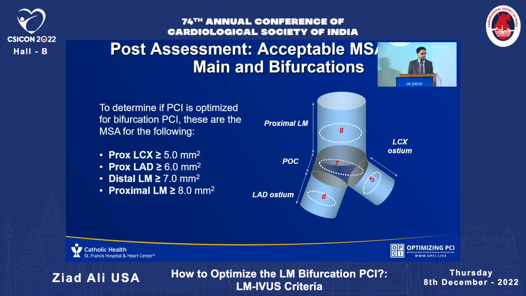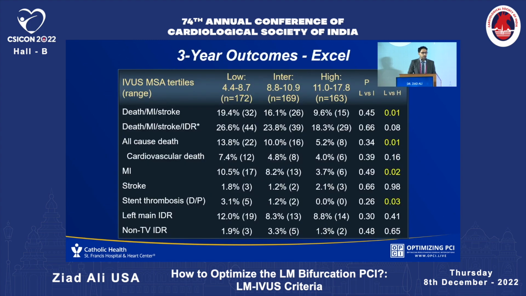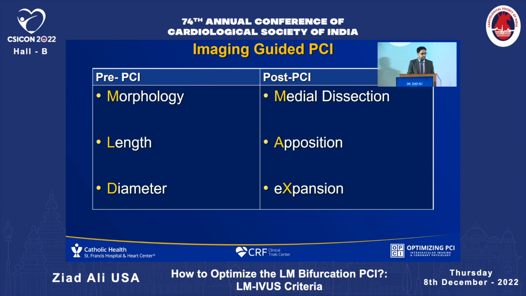This is the original data from Kang. Of course, this was criticized because it doesn't really fit with Caucasian populations, for example, in the Americas. So we repeated the Kang analysis with the EXCEL data, and you were also just seeing the NOBLE data from Dr. Chowdhury, which shows that our goals in terms of minimal stent area and polygon of confluence are very different from what they were originally. Why does it matter? Because bigger is better, and you can see categorically that if you have a larger minimal stent area, you have fewer hard endpoints as well as less stent thrombosis.